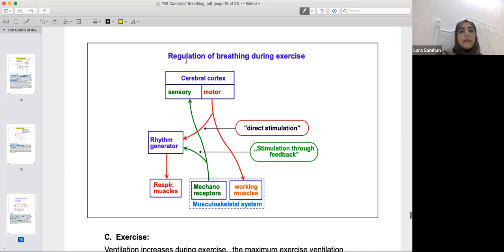This slide basically explains the regulation of breathing during exercise. So you guys tell me, once somebody is exercising, what's going to happen? Will they have hypoventilation or hyperventilation?